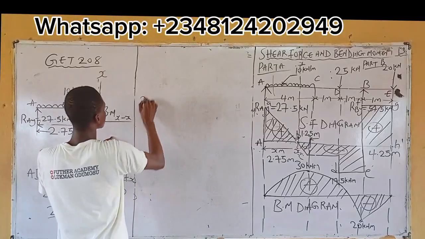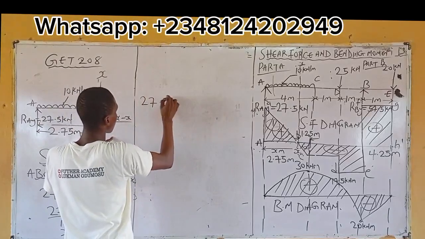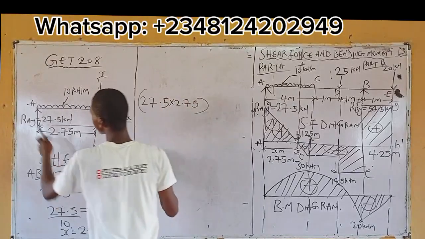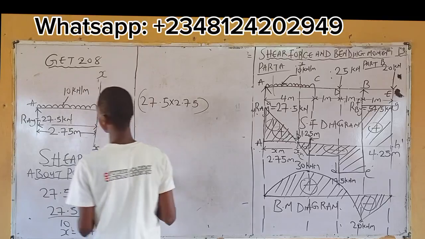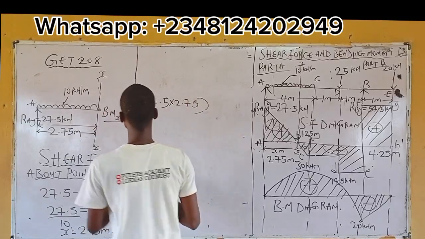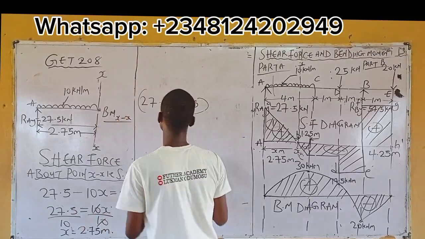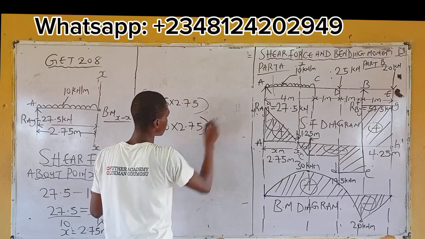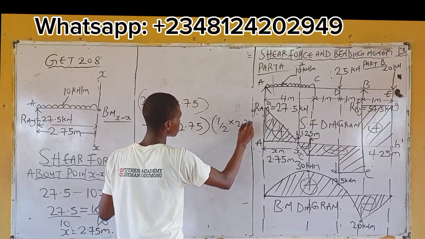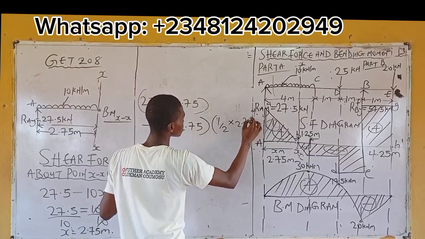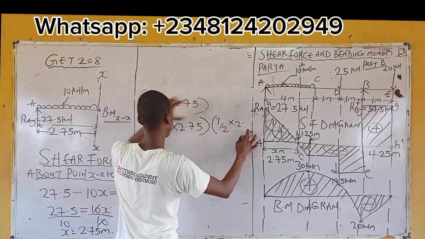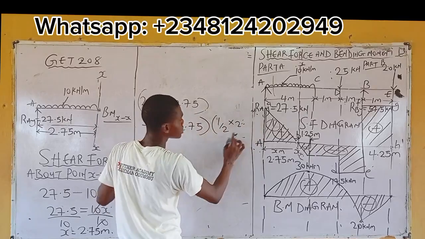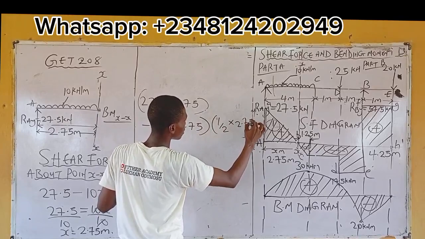So you are saying that 27.5 times 2.75. Is this force going in a clockwise or anti-clockwise direction? Clockwise. So you have positive. The next one is what? Minus 10 times 2.75 times 1 over 2 times 2.75. So press this in your calculator. Individually, what's the answer for this and what's the answer for this? Do this separately, then this. Don't tell me the total answer.